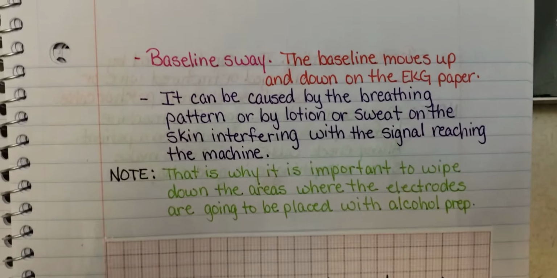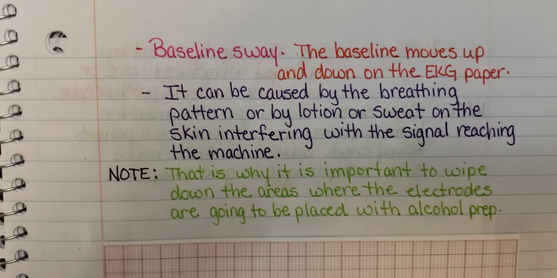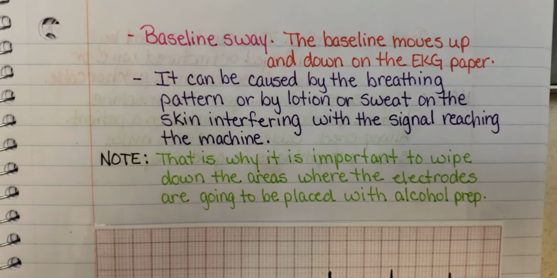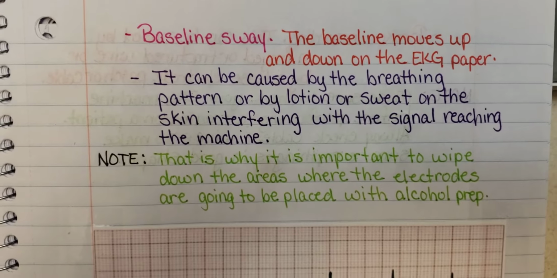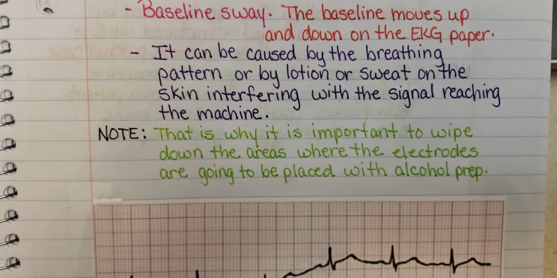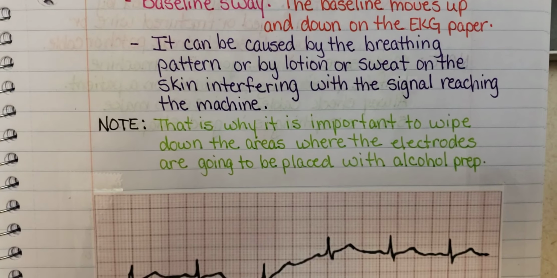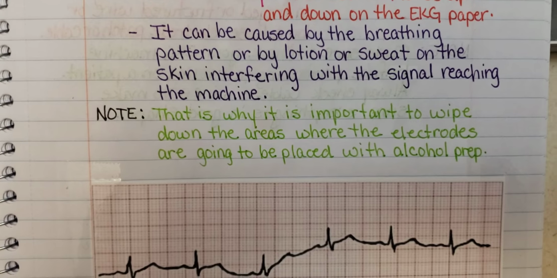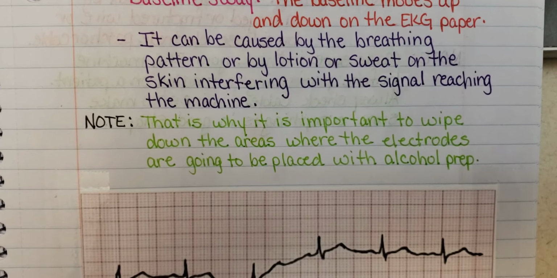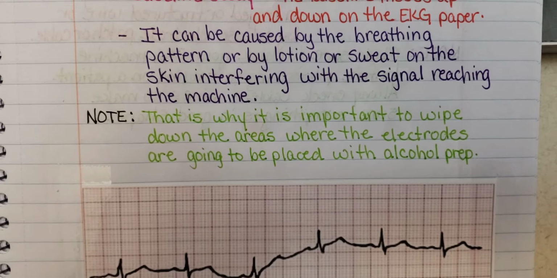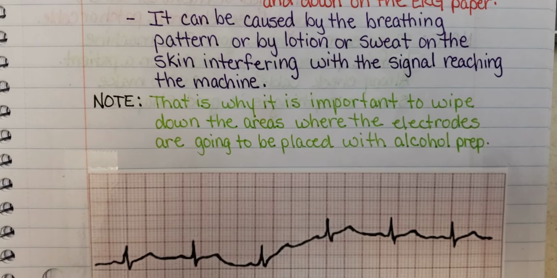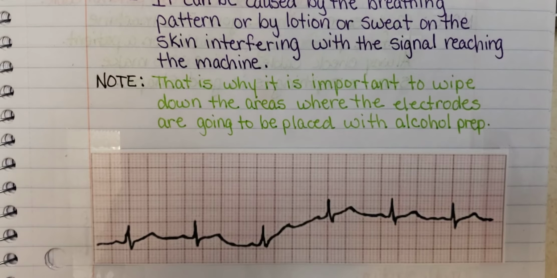Next artifact we have is called the baseline sway. This is where the baseline moves up and down and moves away from the original baseline. This can be caused by someone breathing irregularly, or if the patient has lotion or sweat on the skin surface where the electrodes are attached and it's not reading to the machine.